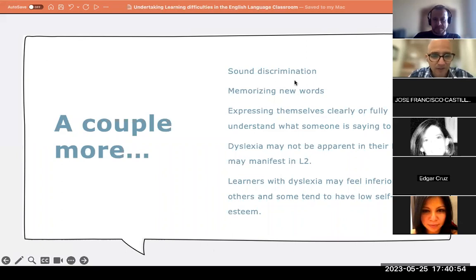Challenges with sound discrimination. So when we play those listenings, lost. I can't understand anything. What? I don't understand. Memorizing new words. Hey, I need you to memorize 100 verbs because we're going to have a quiz in a couple of days. Impossible in such a short amount of time. Possible in extended amounts of time. Expressing themselves clearly or fully understanding what someone is saying to them. Okay, dyslexia may not be apparent in L1, but may manifest in L2, depending on their level of severity. Okay, now problems with self-esteem.